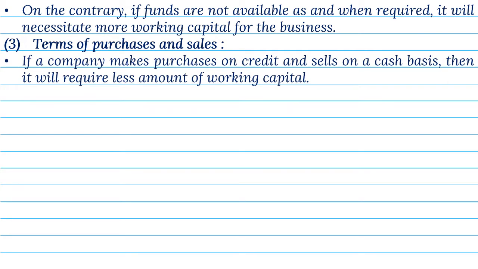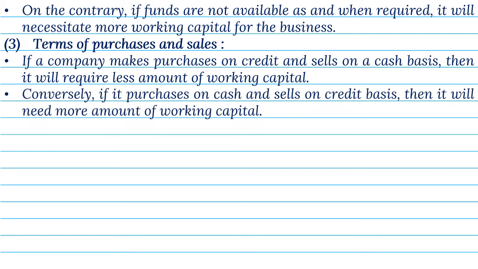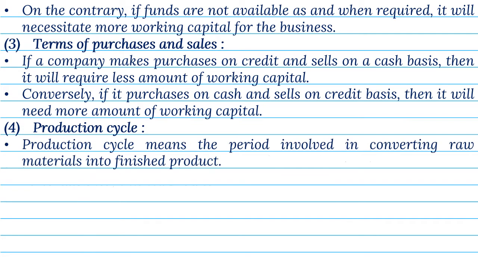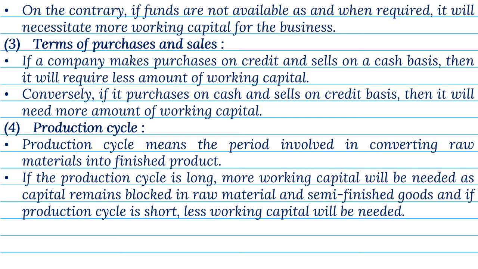If a company makes purchases on credit and sells on a cash basis, then it will require less amount of working capital. Conversely, if it purchases on cash and sells on credit basis, then it will need more amount of working capital. 4. Production cycle. Production cycle means the period involved in converting raw materials into finished product. If the production cycle is long, more working capital will be needed, as capital remains blocked in raw material and semi-finished goods, and if production cycle is short, less working capital will be needed.